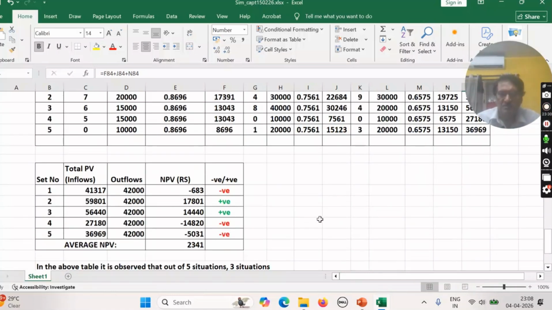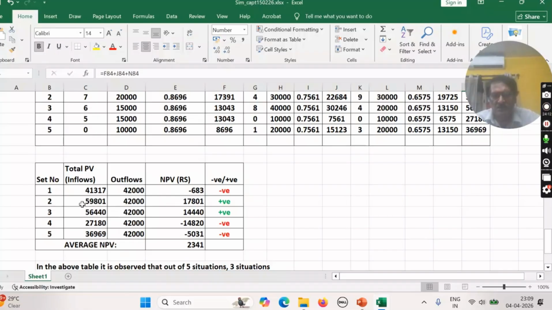Now the last stage we are discussing here. For the first set, the expected present value is this, and what is the cash outflow? That is 42,000. Why 42,000? That we have already discussed. 70,000 is the outflow of funds for purchasing the machine, and 28,000 is the scrap value which is being received by the company. That's why the outflow is 42,000. So this is the present value of inflow, cash flows, and the outflow. What is the NPV? This minus this, that is negative. That's why it is written as negative.